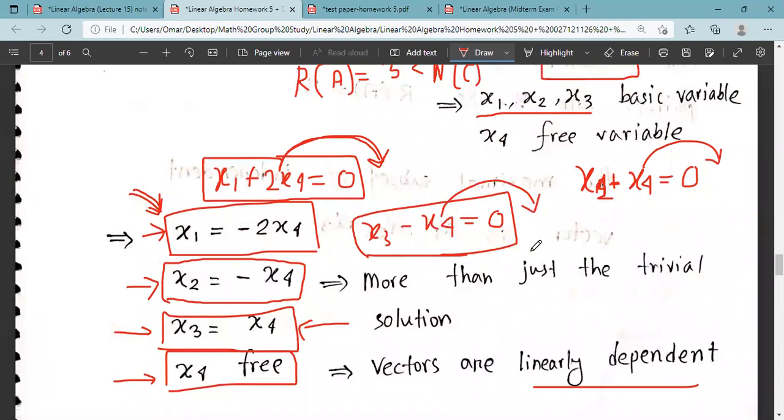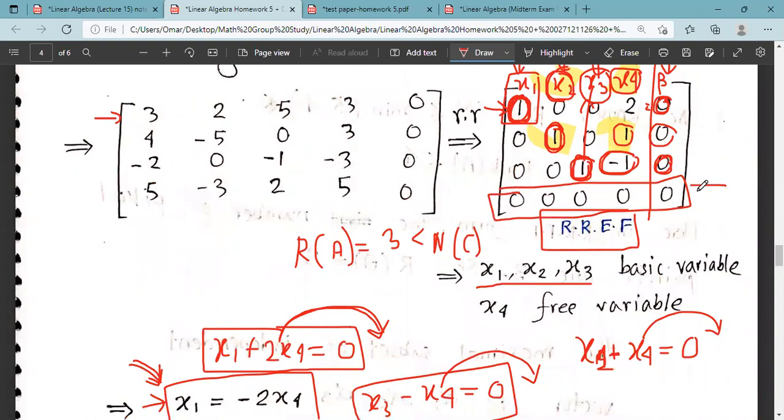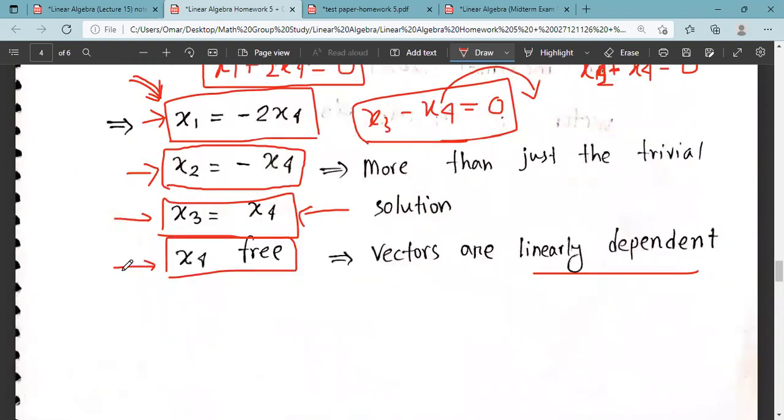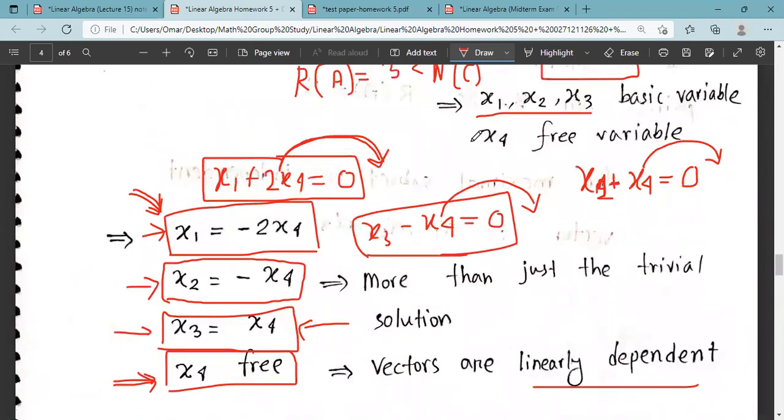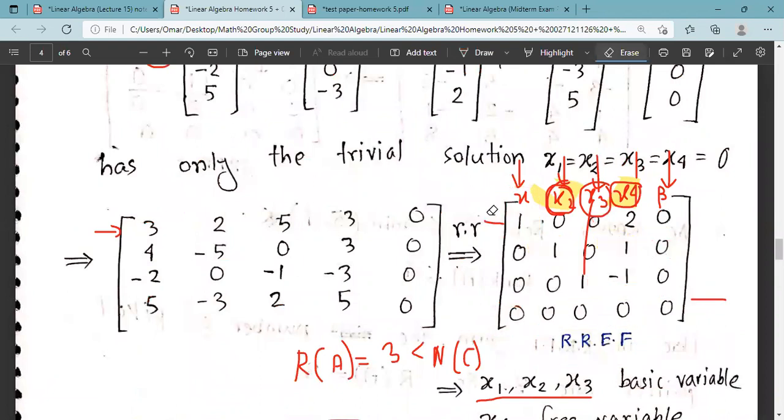And then at the last row here, all the entries are 0. So we can say that this row is free. So I have written here x4 is free. Now you just have to calculate the rank. This matrix has a rank of 3.